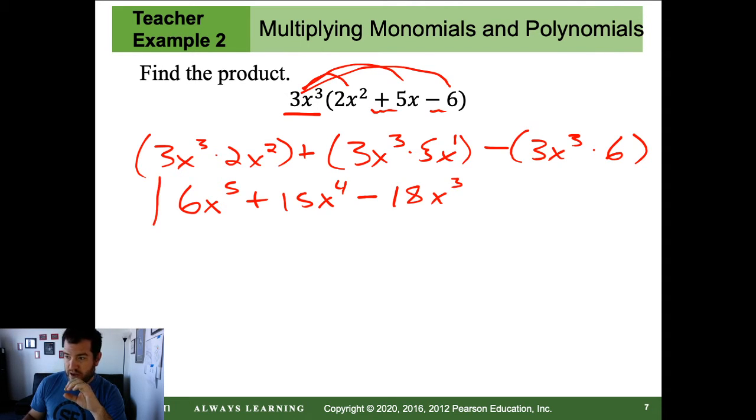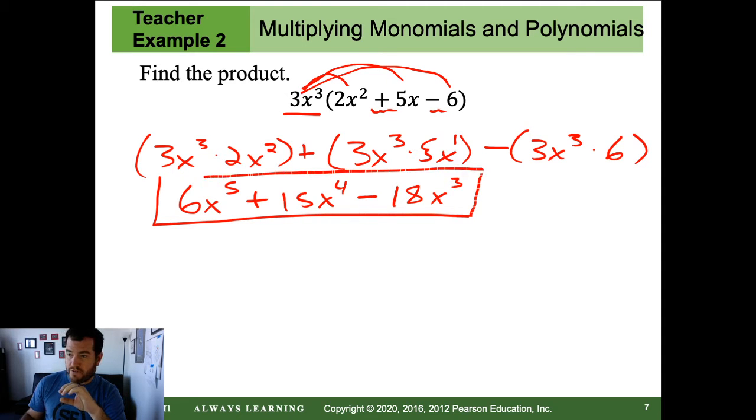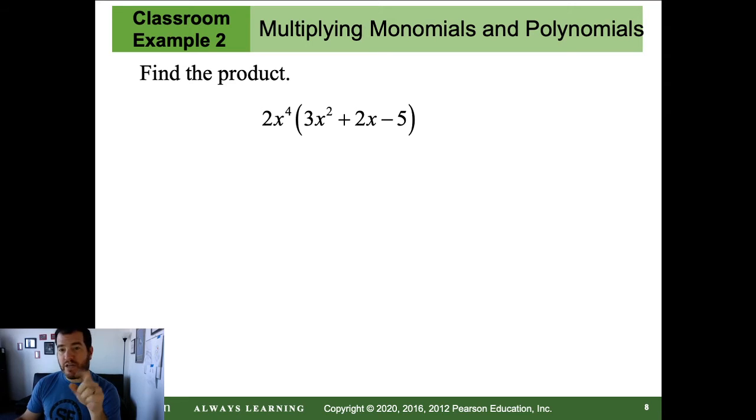So this right here is my final answer when I'm multiplying the monomial 3x cubed times the trinomial 2x squared plus 5x minus 6. As far as talking about trinomials, there are 3 terms here, right? My first term is 6x to the 5th. Second term is 15x to the 4th. Third term is negative 18x cubed. Remember, when we're talking about the degree of this trinomial, we talk about the highest exponent. So I have an exponent of 3 there, 4 there, 5 there. So we're going to say a 5th degree trinomial is the technical name for this. Okay? So go ahead and pause the video and try this one.